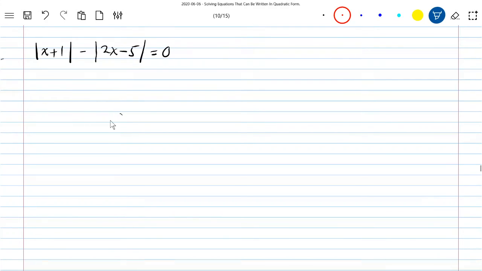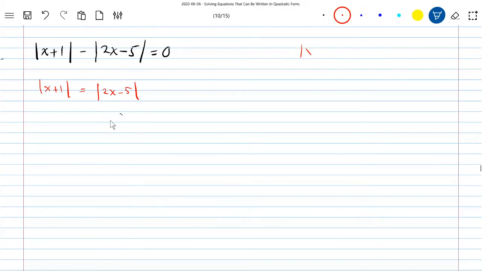What if we had two absolute values? Remember what you do for square roots? You do exactly the same idea. I isolate this absolute value and say 2x minus 5. Absolute value of x plus 1 equals absolute value of 2x minus 5.